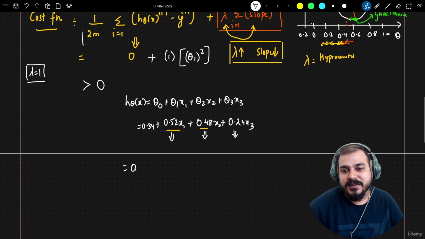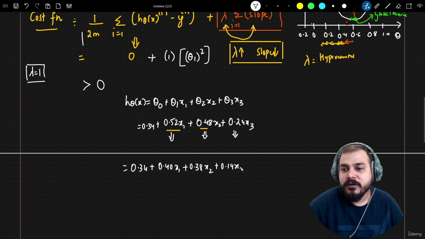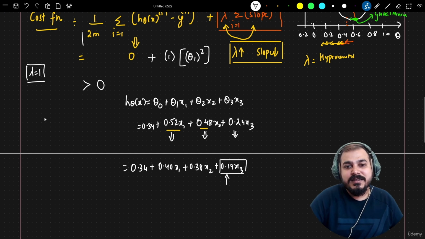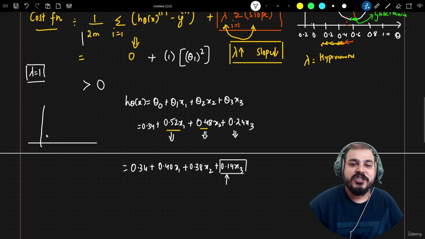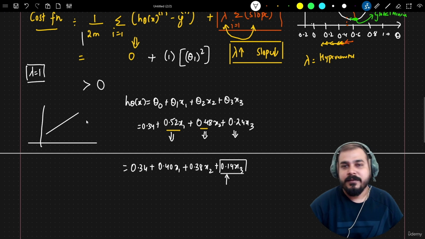But when I apply ridge regression to this equation, I may get something like this, where this value will get reduced. Let's say it will get reduced to 0.40 x1. This may be 0.38 x2. But this value will also get reduced, 0.14 x3. Since this value now has a very small coefficient, this won't impact much change in the movement of this specific line.